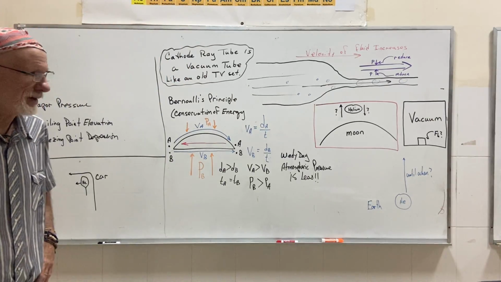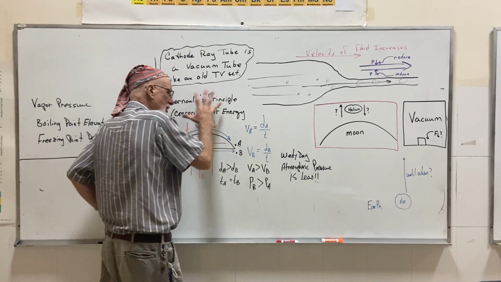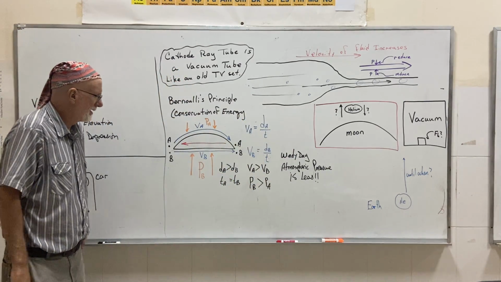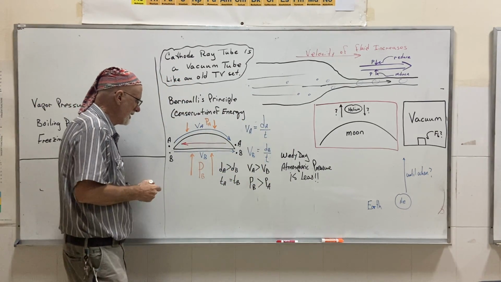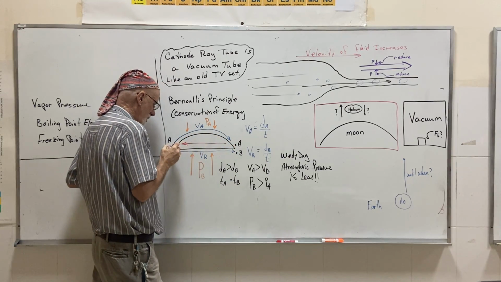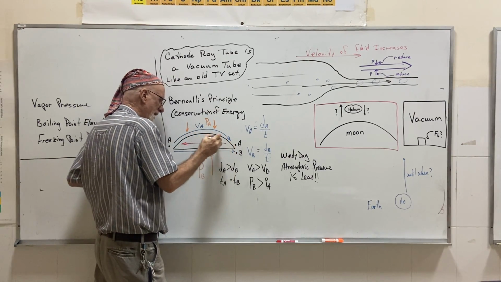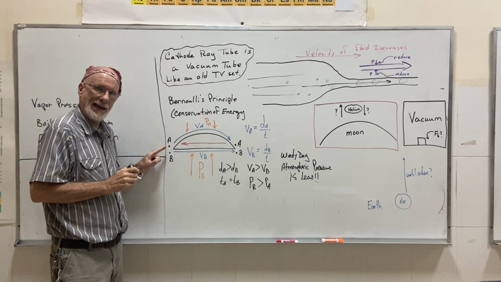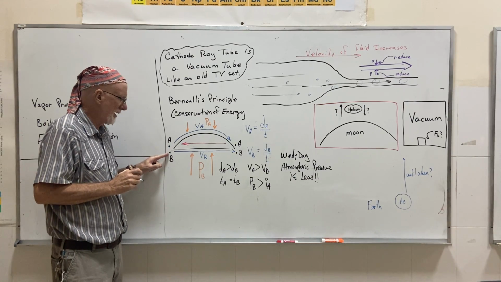Okay? So let's look at this rather complicated mess. All right, this here is a wing. That's a cross-section of a wing. See that? Here's molecule A of air, molecule B of air.